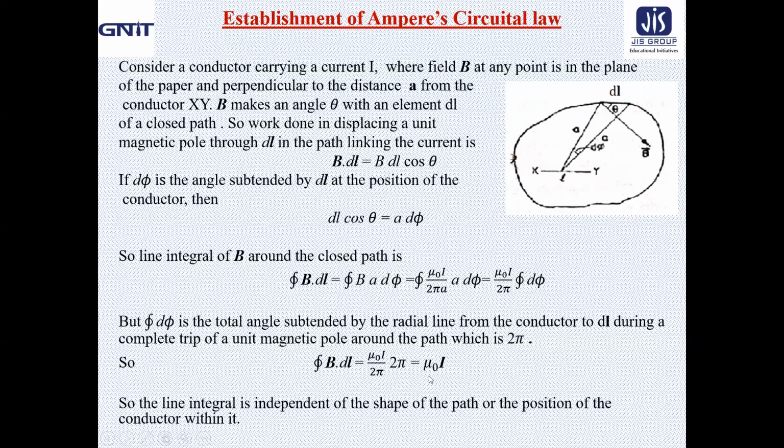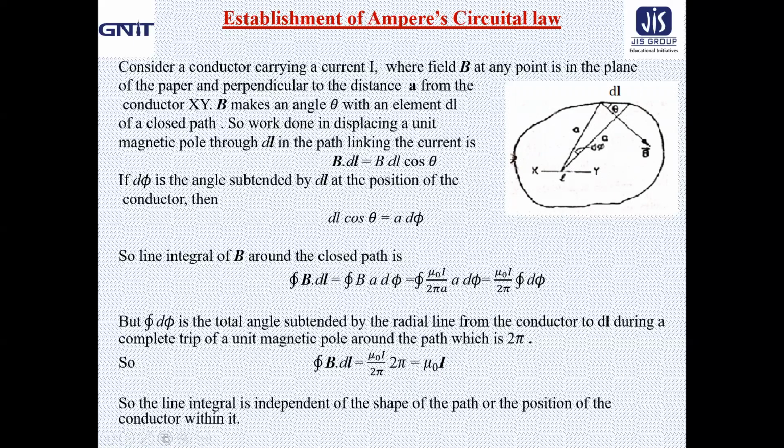So what are we getting? The closed loop integral of B dot dl equals mu naught I, the so-called Ampere's circuital law. Mind it, here the line integral is independent of the shape of the path. Any arbitrary shape of the path we have taken, and the position of the conductor is also arbitrary.